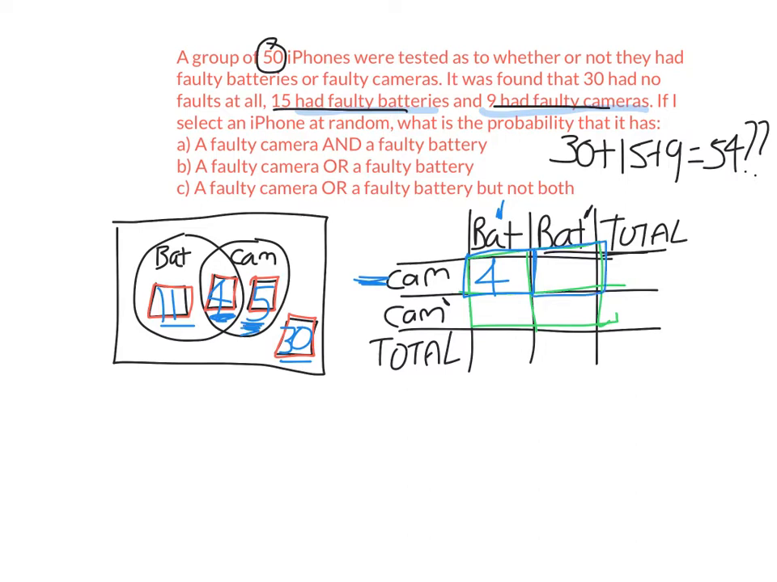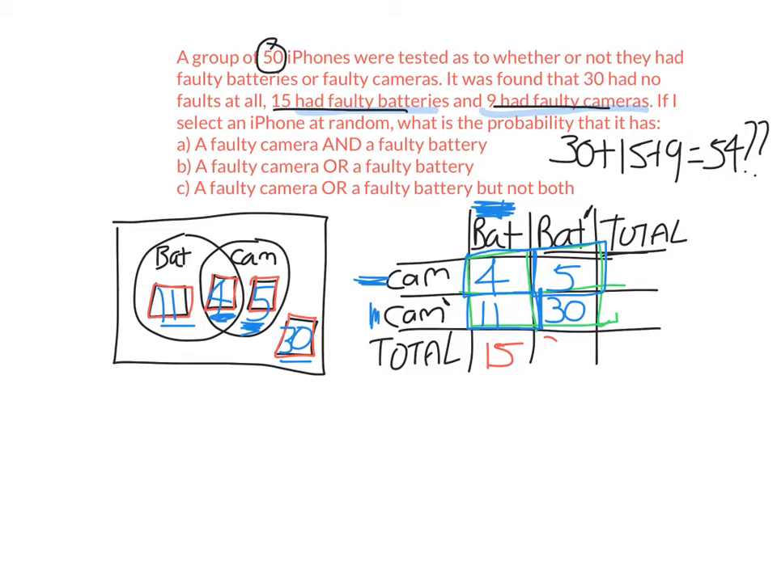So that's this number here, 5. Here we're in the battery column. So we're in this column, meaning they do have a battery fault, but we're in this row, so they don't have a camera fault. That's 11, and then this is neither, not battery, not camera. So I just add up the totals. 4 plus 11 is 15.